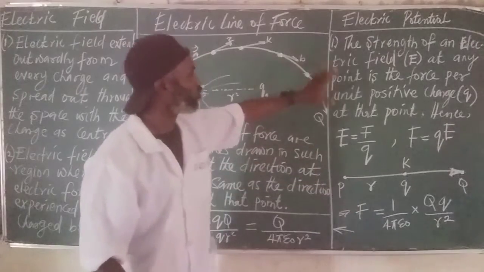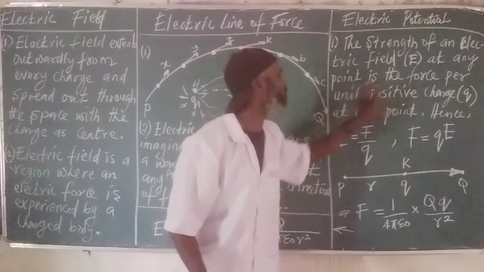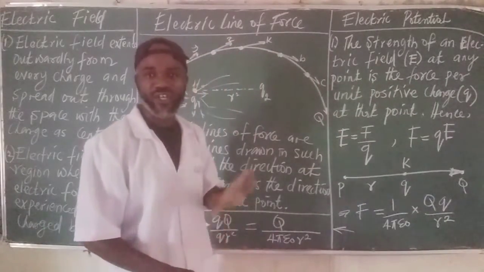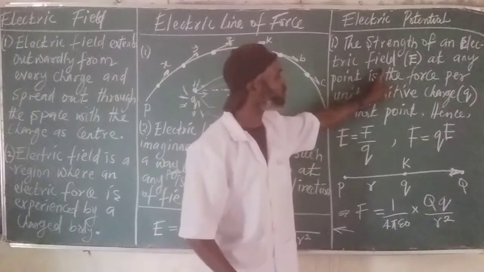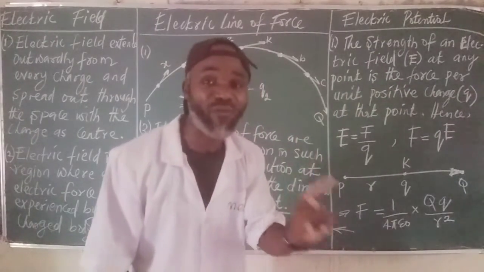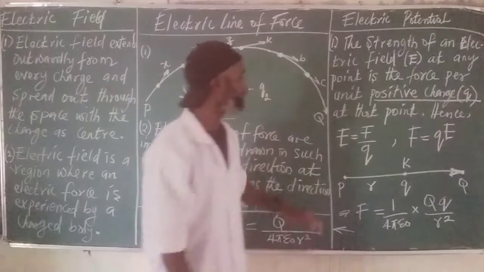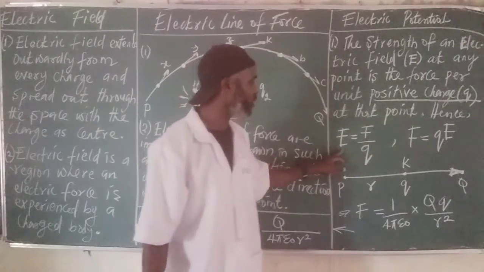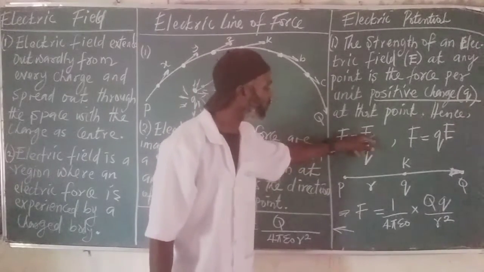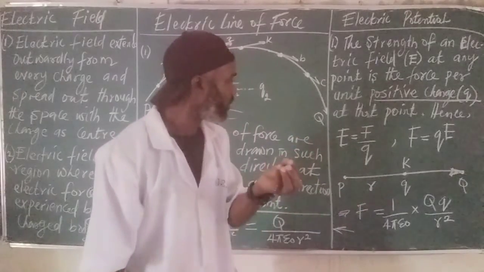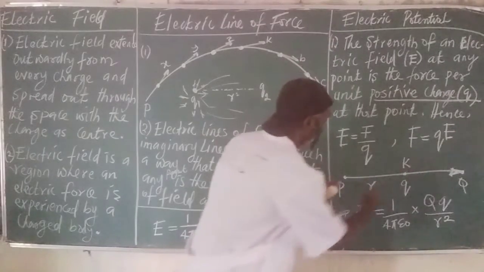So the strength of an electric field E at any point is also the force per unit positive charge. If we must understand this, we must take into consideration that the strength of an electric field at any point represents its force per unit positive charge. We must take note. And if that is taken care of, we know that E, the electric intensity, is equal to force over small amount of charge. And if we make F the subject, we have QE. That's it.